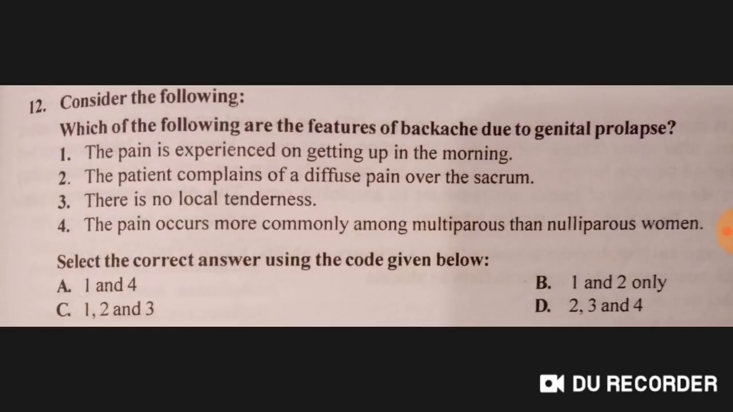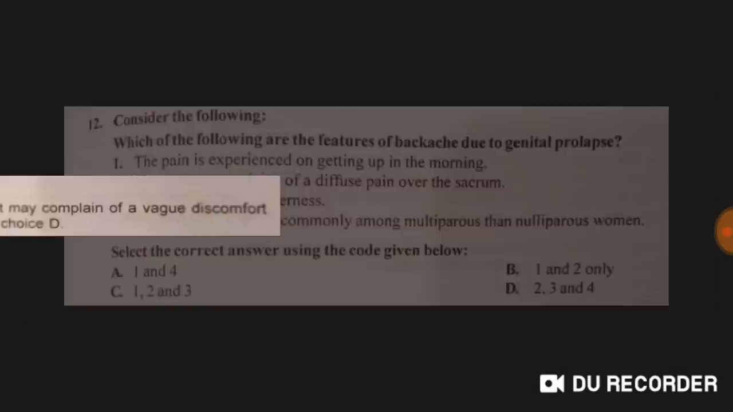Consider the following are the features of backache due to a genital prolapse. Correct statement we have to find. Pain is experienced on getting up in the morning? No. Patient complained of diffuse pain over the sacrum? Yes. There is no local tenderness? True. The pain occurs more commonly among multiparous than nulliparous. Second, third, and fourth is right. D option is right here.